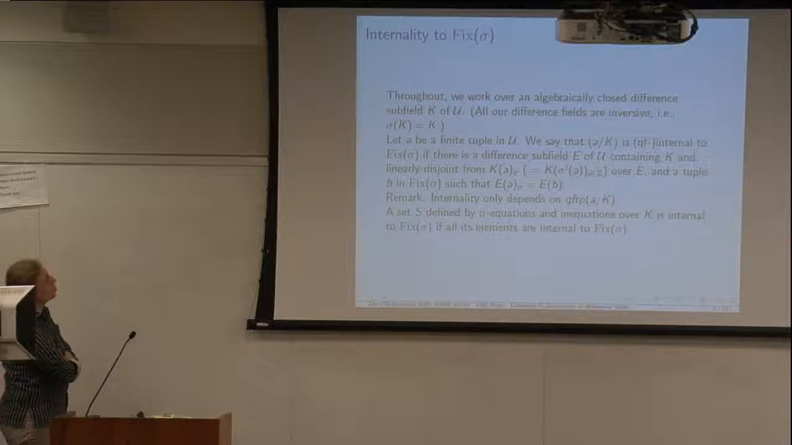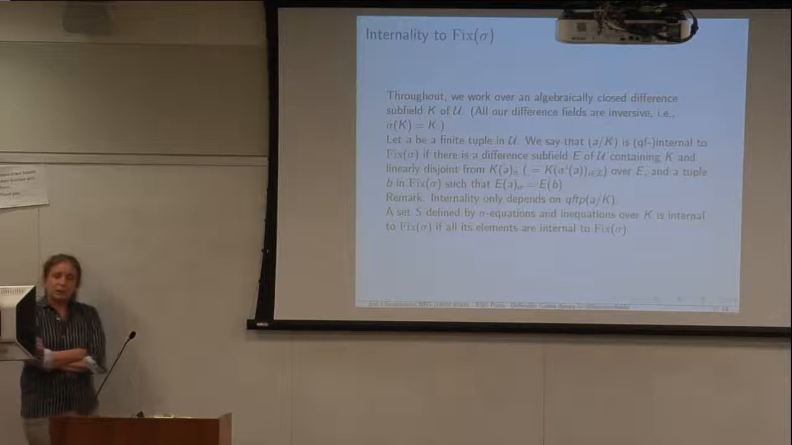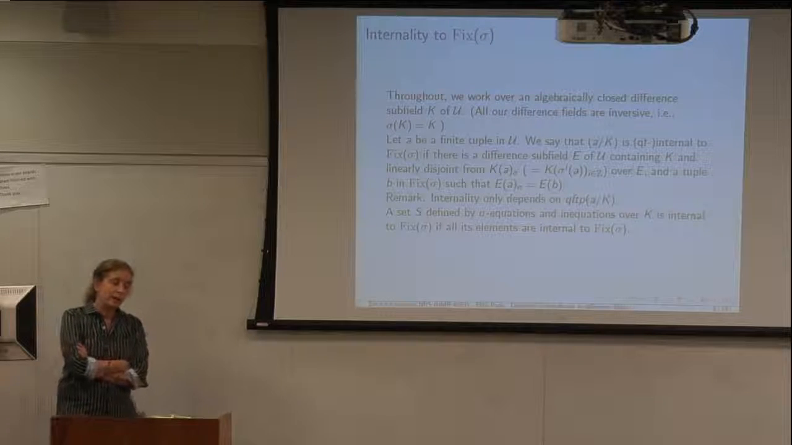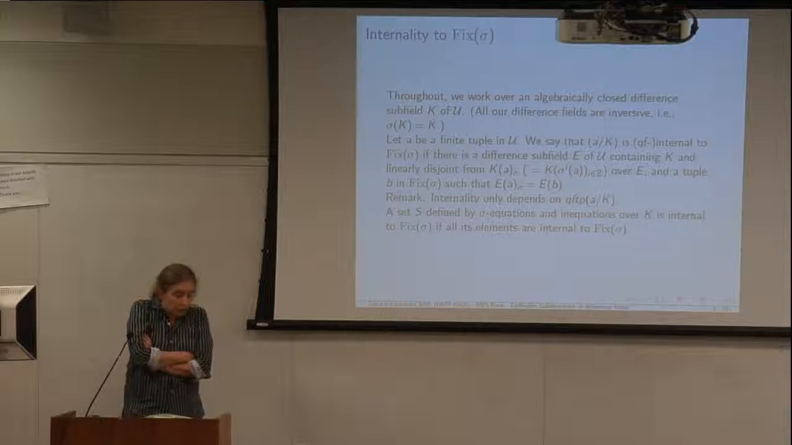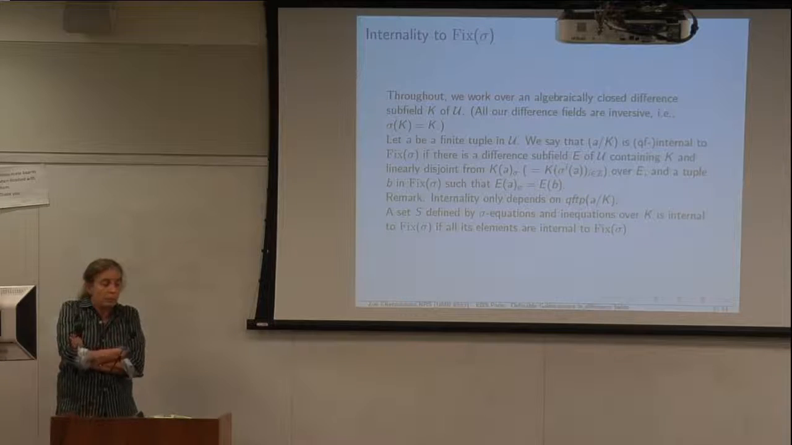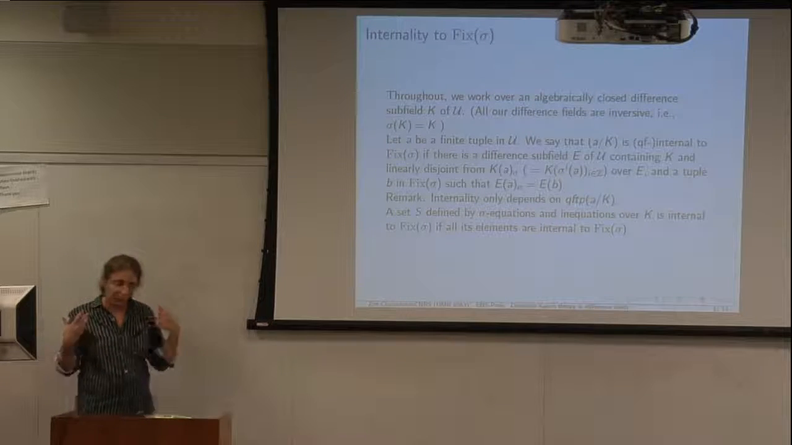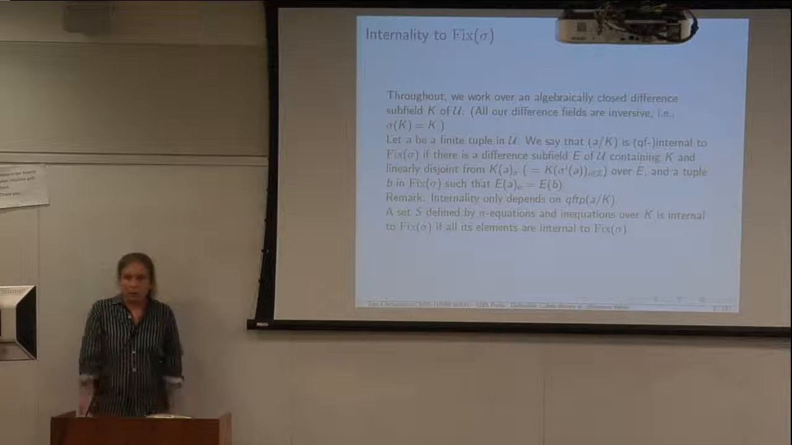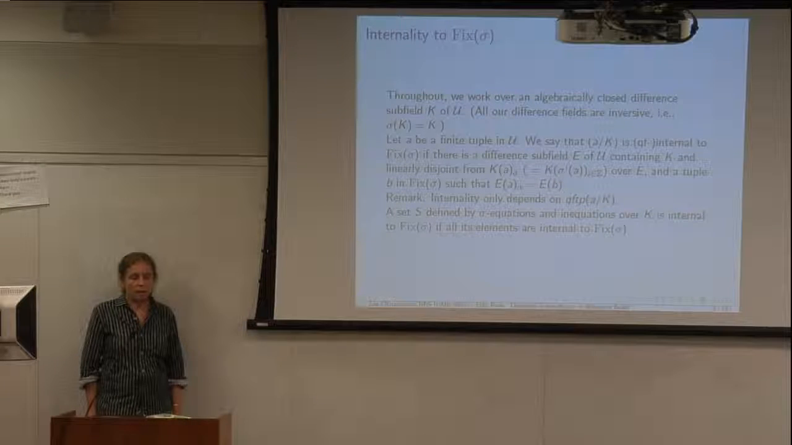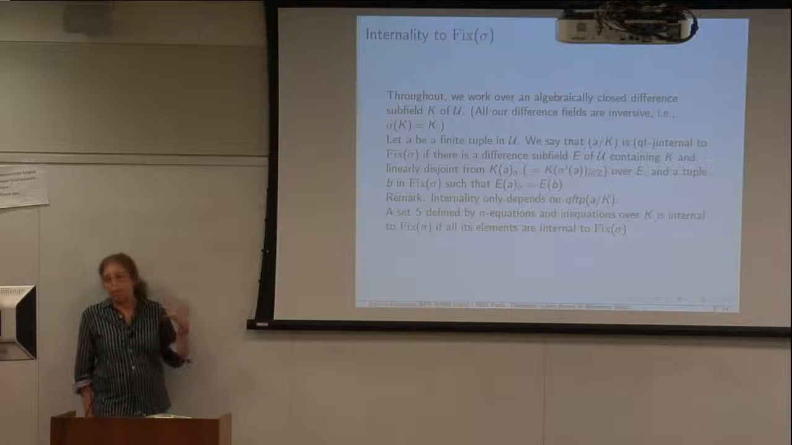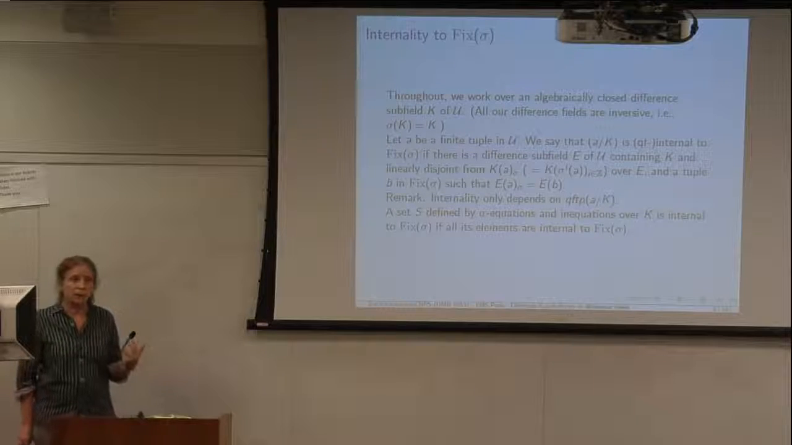Yes, linearly disjoint over K, obviously. And a tuple B in fixed sigma such that E of A sigma is equal to E of B. So the difference field generated by A over E is actually the same as the difference field generated by the tuple B, and the tuple B satisfies sigma of B equals B. So these are what I call internal elements, which are internal to the fixed field.